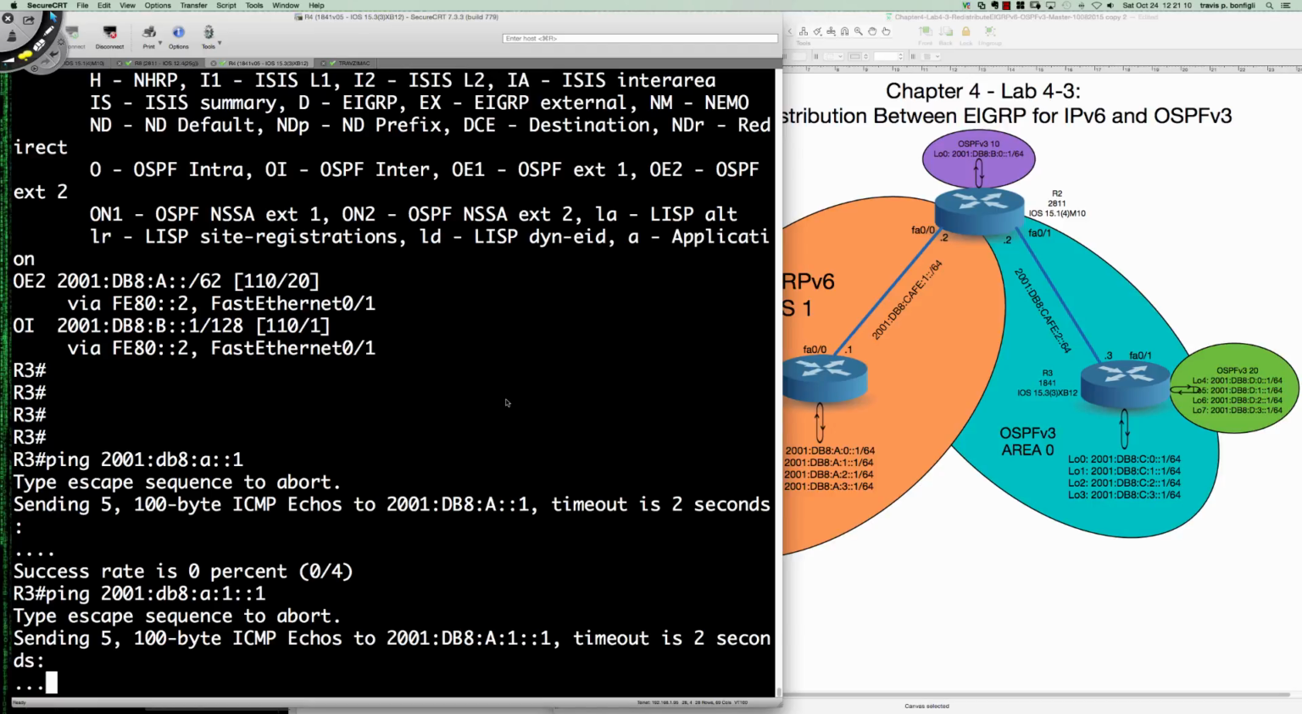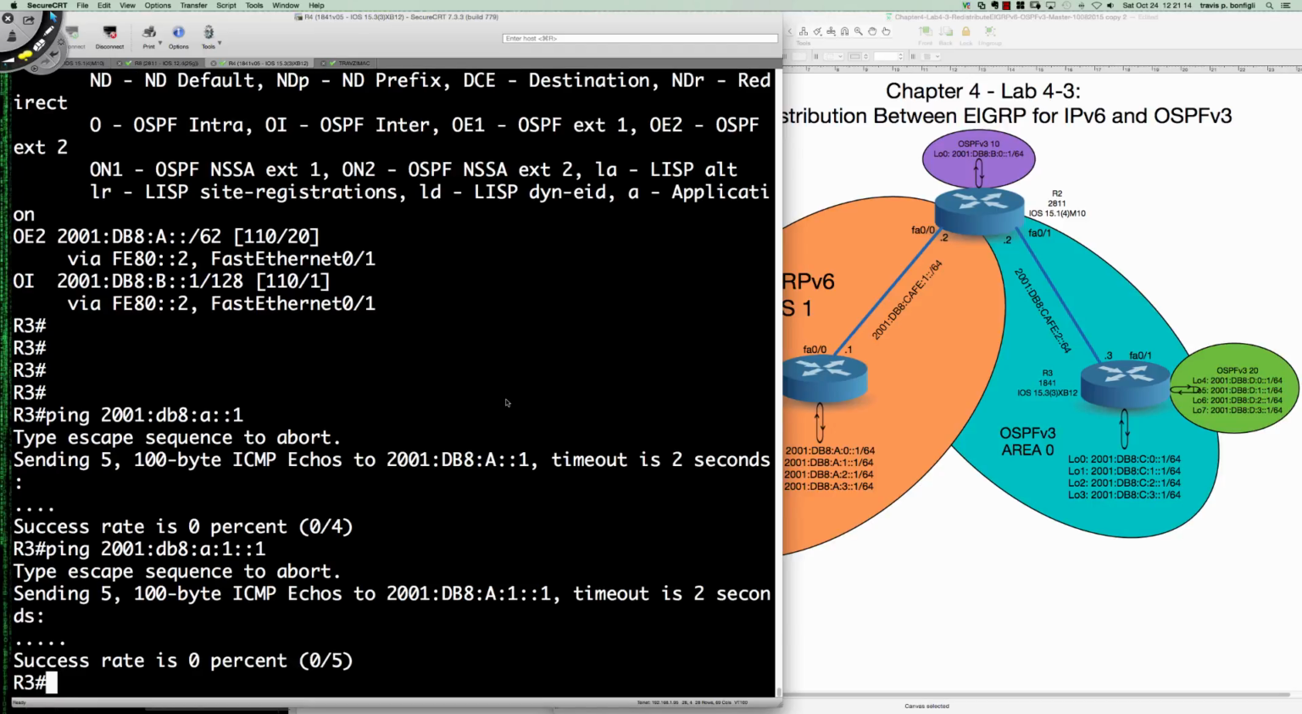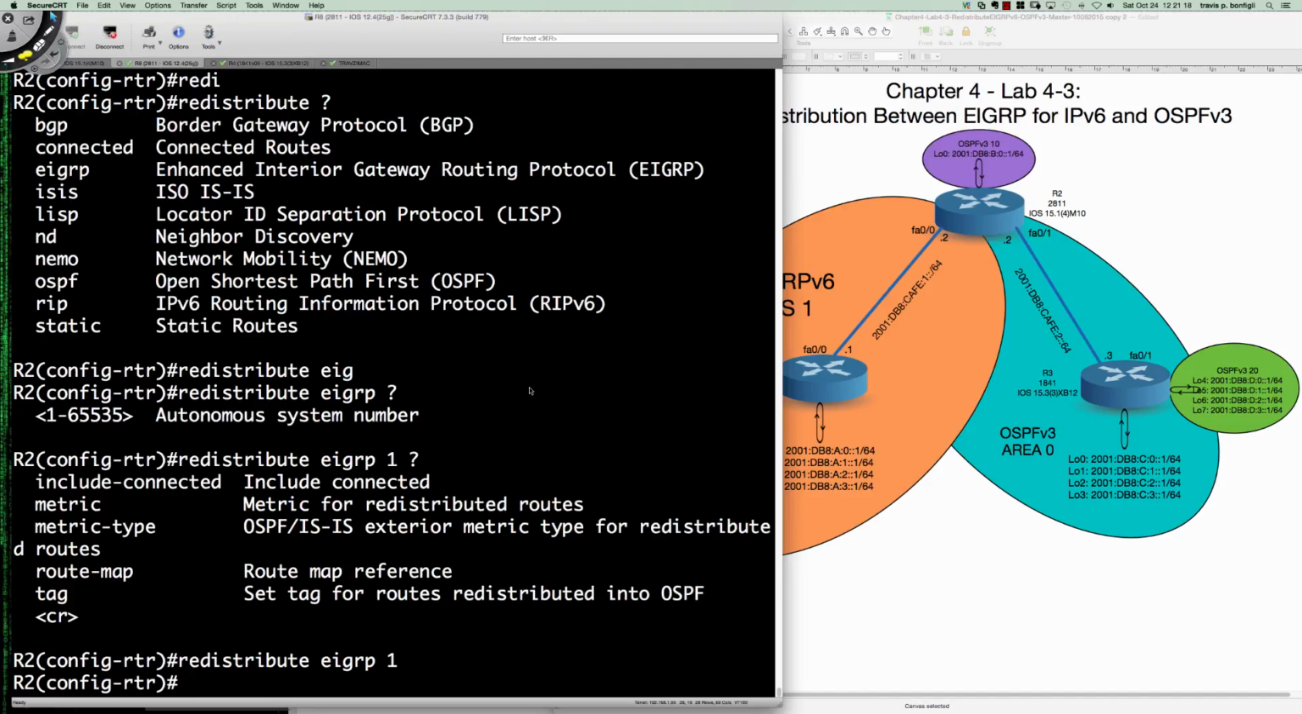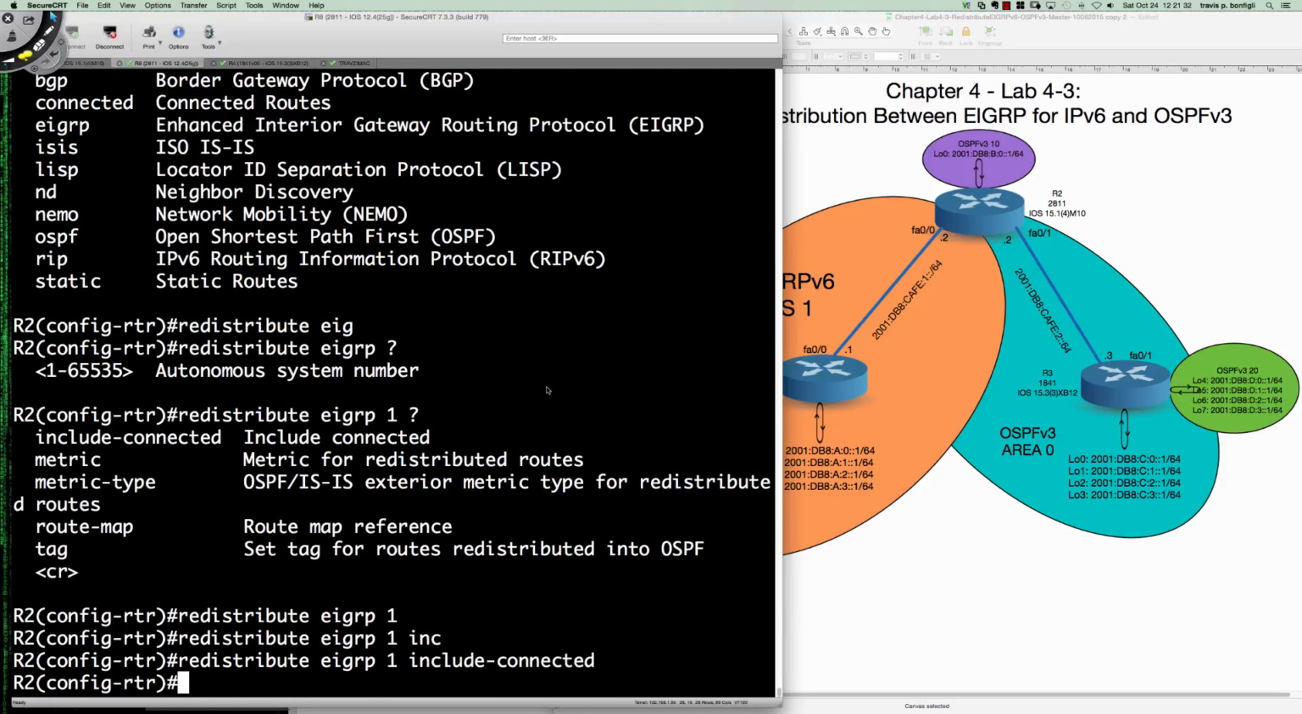And again, no connectivity here. So why do we not have connectivity? Because I've got the redistribute statement in here, right? But did I include connected? And it's important to remember that if you don't put the keyword include-connected, I'm not going to get the connected routes or the transit network.